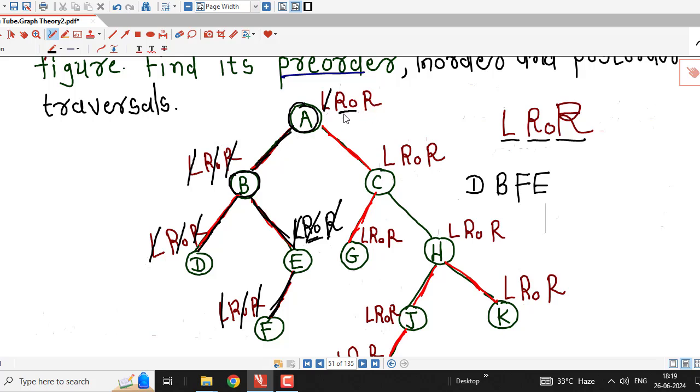Here the pending operation is process the root, so we cancel this and we write root A. Then we have to go to the right of capital A.